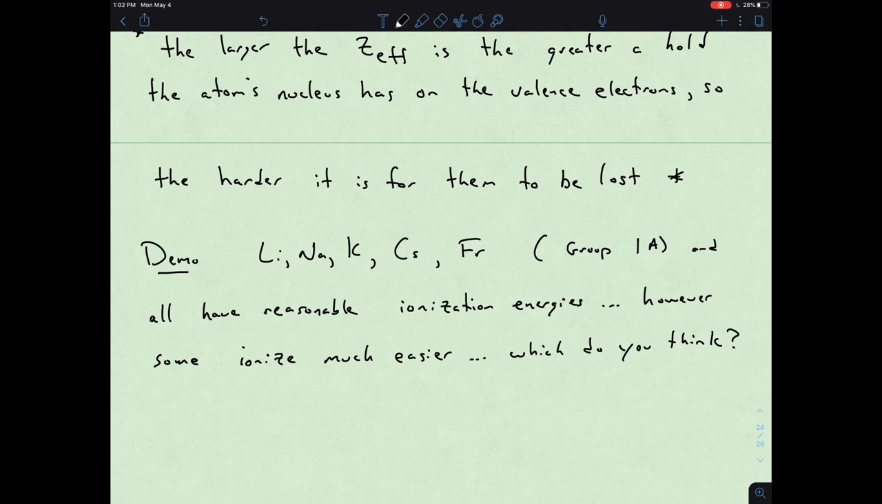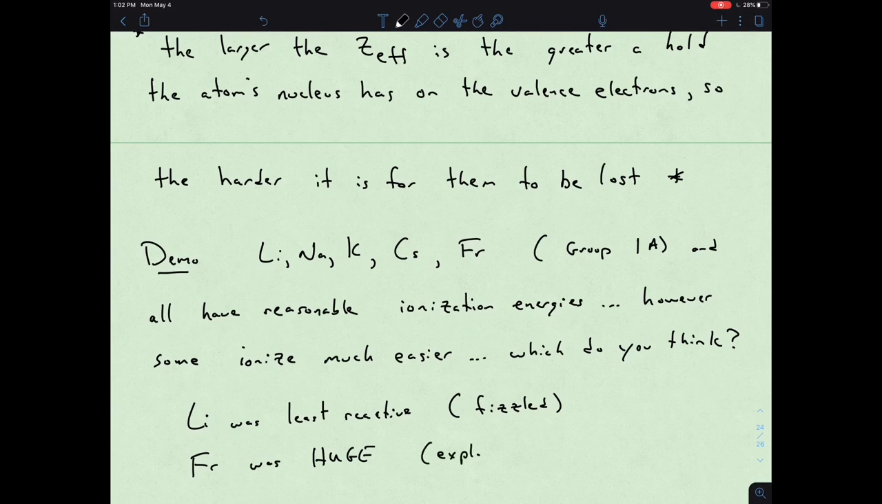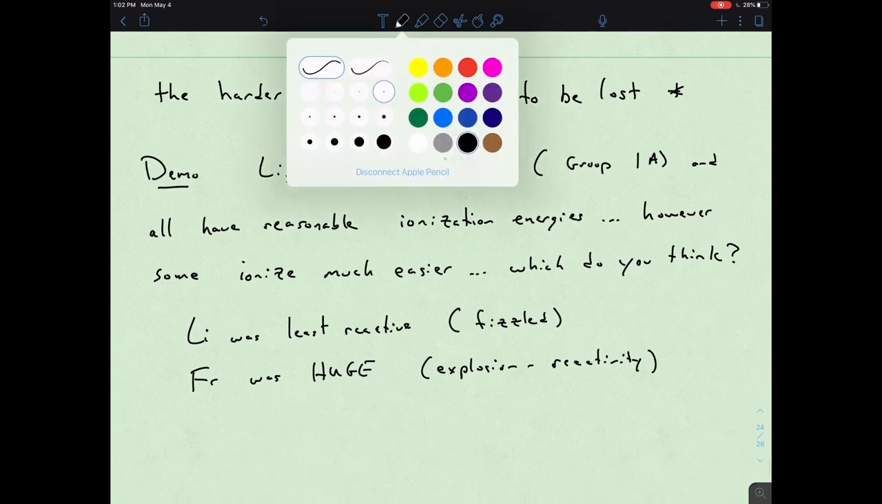But as we could see through the reactivity here, lithium was the least reactive. It just kind of fizzled. While the francium was huge, in terms of the explosion, in terms of reactivity. And that has to do with the idea of ionization energies.